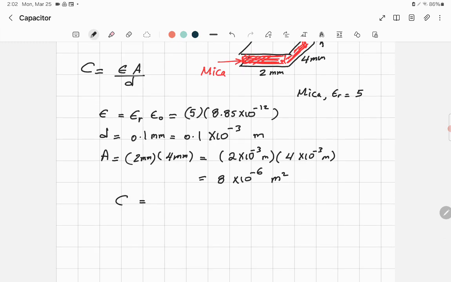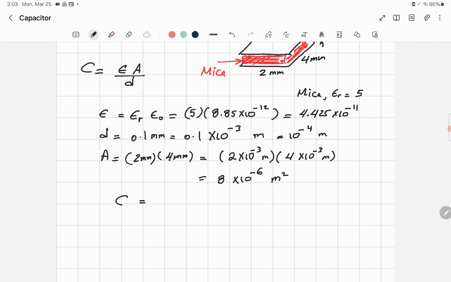Then I can find C. C will be equal to epsilon. Let me multiply it in the calculator and get the result. It's 5 times 8.85 times 10 to the negative 12. That's equal to 4.425 times 10 negative 11. All right, that's epsilon. D, we have D, 0.1, that will mean 10 negative 4 meter.